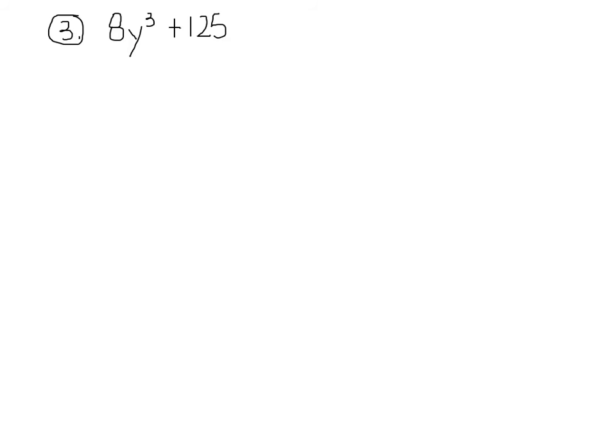Okay, last example. We have 8y cubed plus 125. So 8y cubed, if you take the cube root of 8y cubed, you get 2y. And then we've got the 125, well, that's going to be 5 cubed. Again, if you don't know those right off the top of your head, then you can just go ahead and use your calculator.